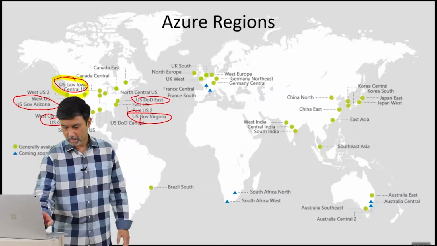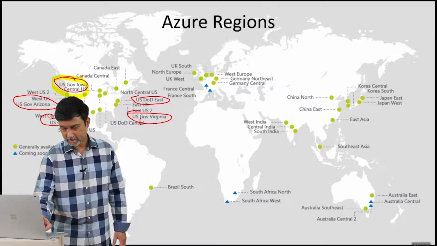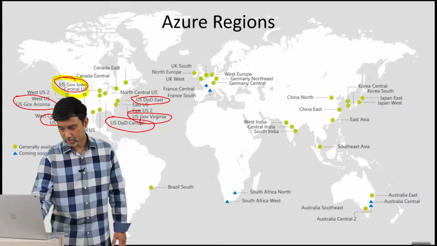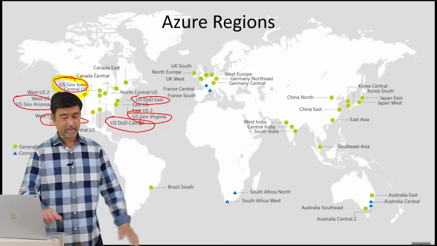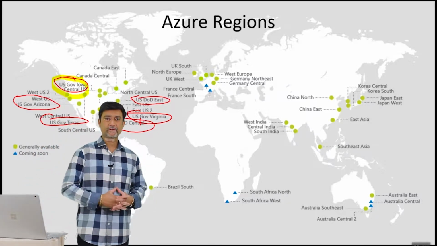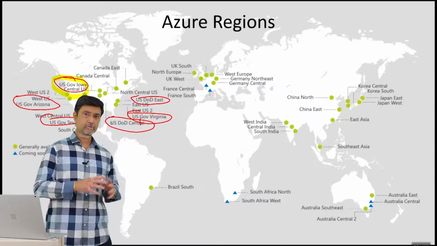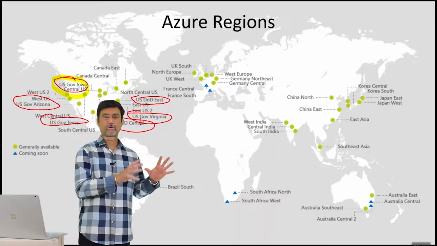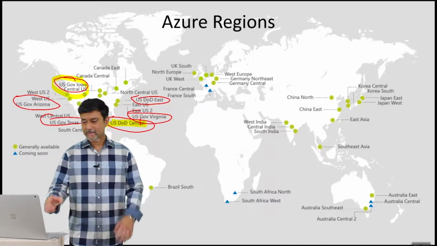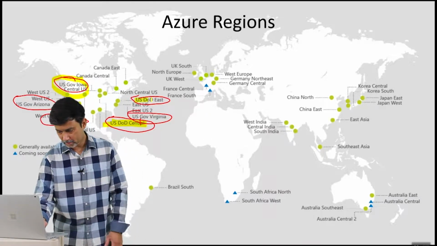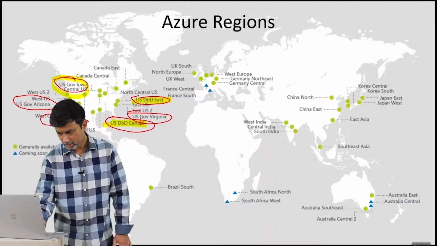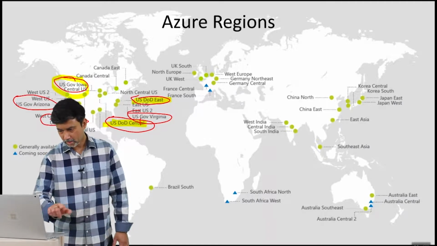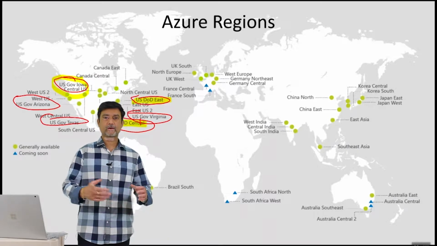One is in Iowa, one is in Arizona, one is in Texas, then one is in Virginia, and then you do have the US DoD East region, and there is another which is US DoD Central. Now, let me give you an idea here that those two DoD, which is Department of Defense, are dedicated regions. Those data centers are only dedicated to the Department of Defense, and let me highlight those. This is the one, and the other one is this one. So one is in the East region and one is in the Central region.